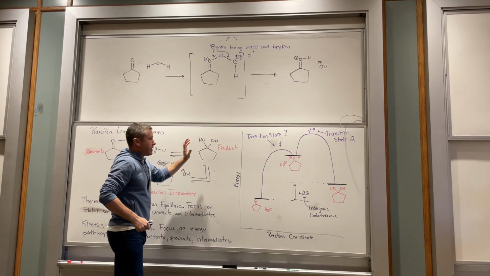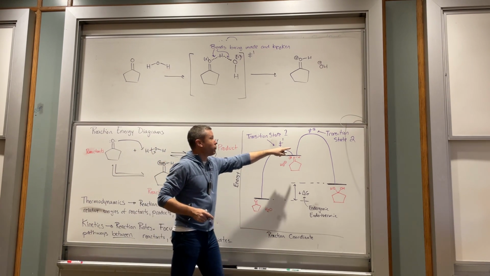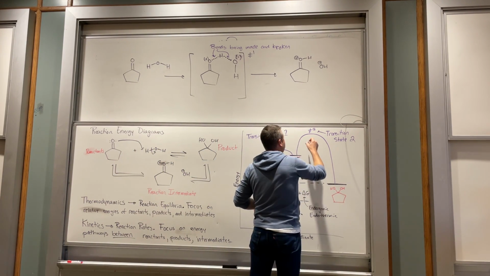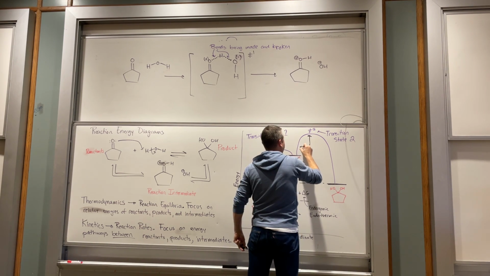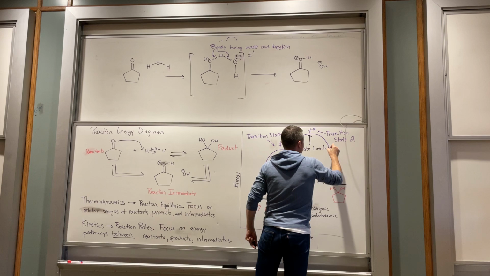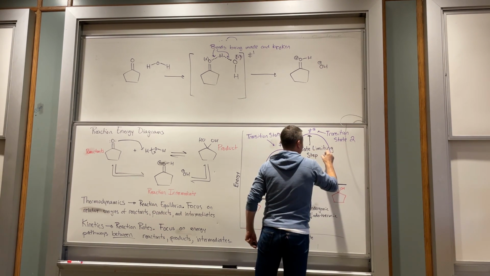When we look at the energy diagram for this mechanism, there are two transition states. You can see that one is a higher energy transition state, and so we would refer to this higher energy transition state as the rate limiting step of the reaction.